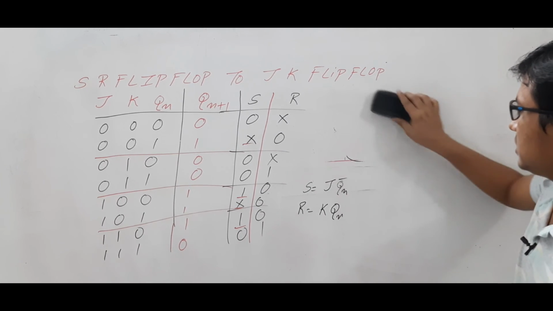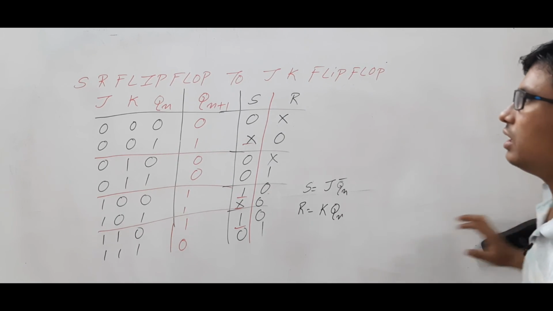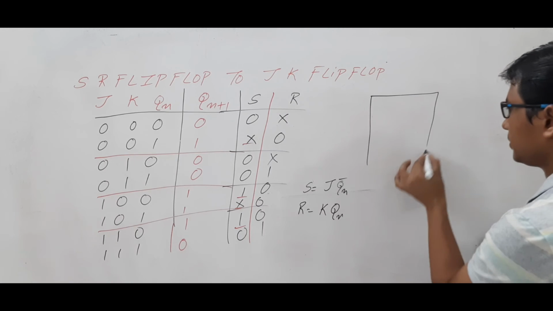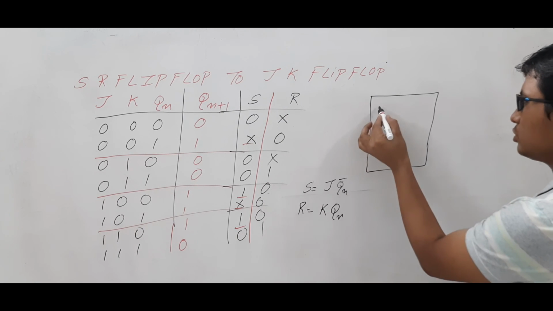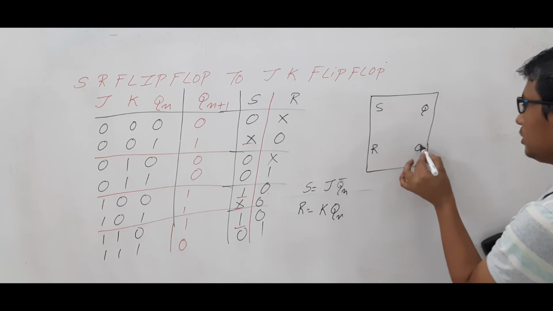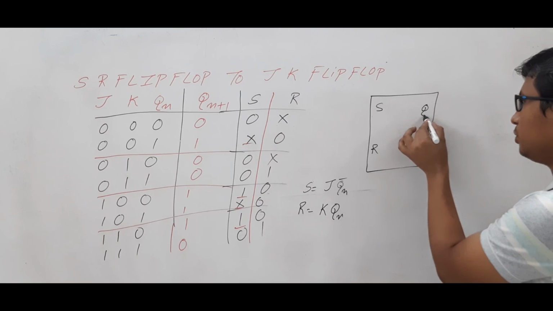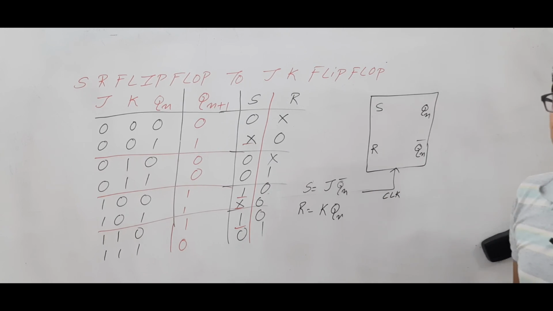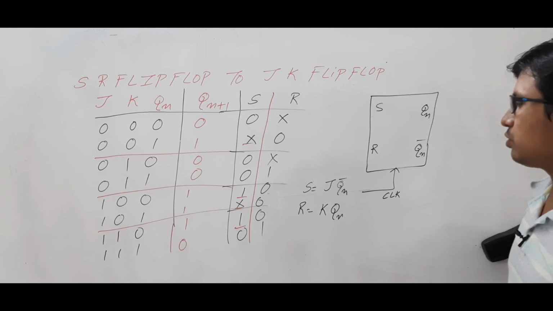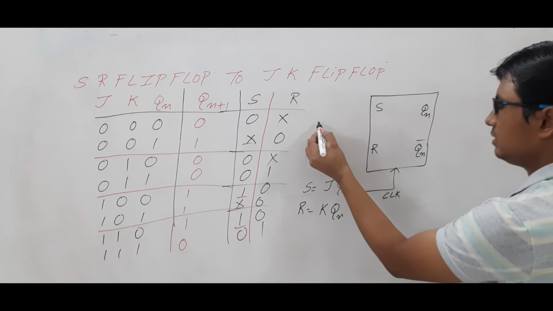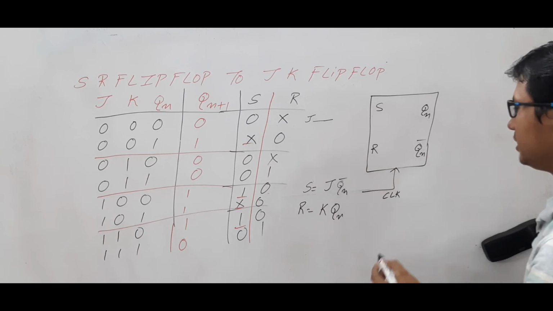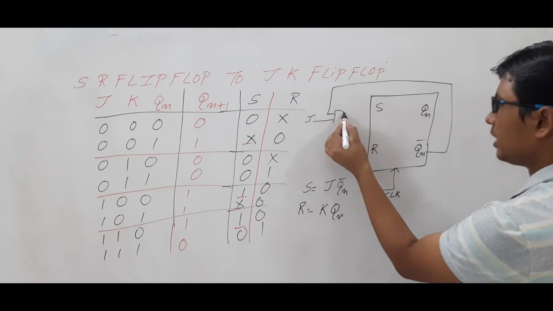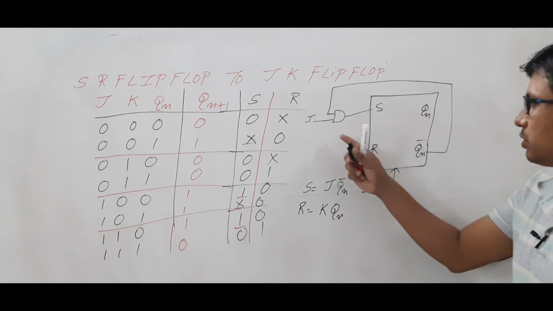Now using these two equations, we will convert the SR flip-flop to a JK flip-flop. So they have given the SR flip-flop, draw the SR flip-flop. That is what they are telling. So you have S and R, you have Q and Q complement. You can consider them as Qn and Qn complement also, no problem. And you have the clock. Is it clear? Now S is equal to J and Qn complement. J is the input, and they are saying Qn complement. Take this Qn complement and both of them perform the AND operation, which will be given to S. Are you able to understand it or not?